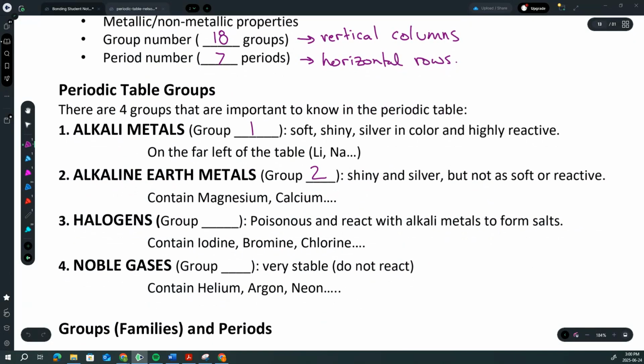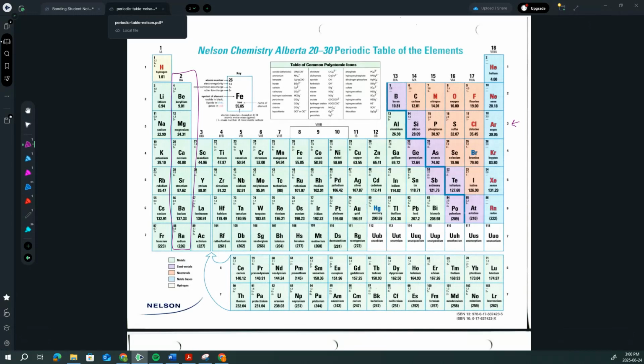Okay. For the halogens, those are going to be in group 17. Those are poisonous and react with alkali metals to form salts. So group 17 are halogens. That's going to be right here. Okay, so it includes fluorine, chlorine, bromine, iodine, and astatine.